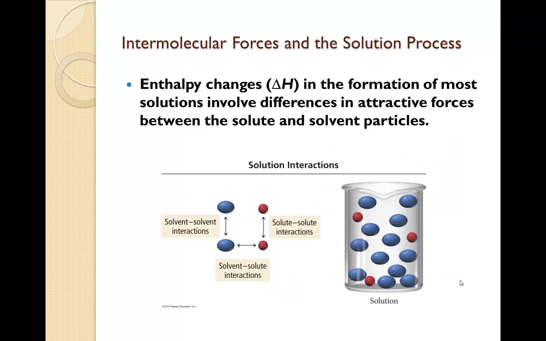The enthalpy changes, or delta H, in the formation of most solutions involve differences in the attractive forces between the solute and solvent particles. There are three different types of interactions occurring: the solvent particles being attracted to one another, the solute particles being attracted to each other, and then the solute and solvent being attracted to one another.